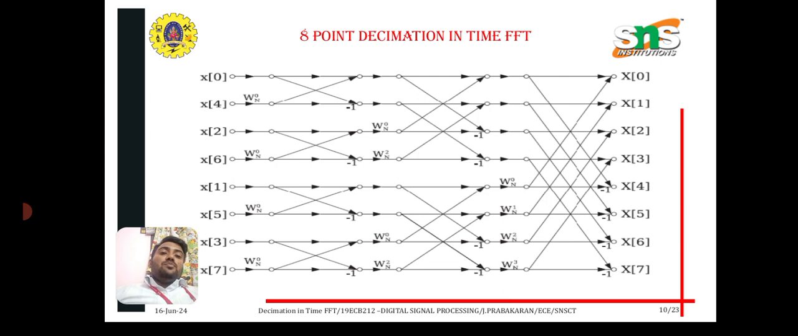This is the 8-point DIT FFT. The bit reversal order is x of 0, x of 4, x of 2, x of 6, x of 1, x of 5, x of 3, x of 7, and the third stage output is the final output. Here you can see the three stages. The first stage output is the input of the second stage, the output of the second stage is the input of the third stage, and the output of the third stage is the final output.